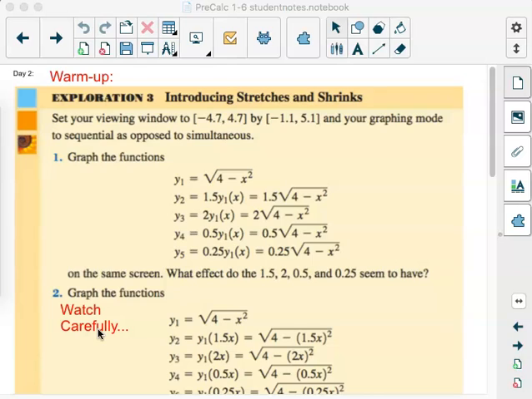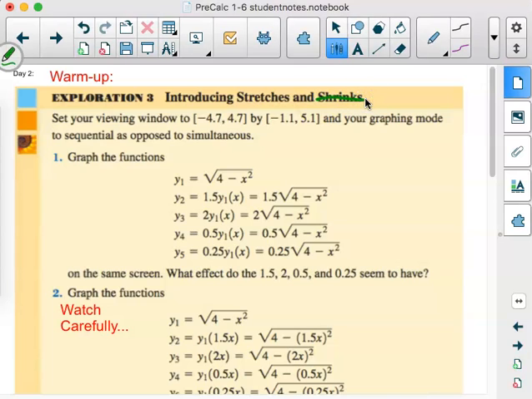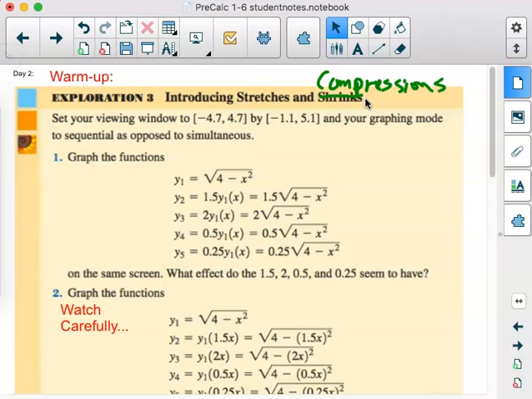And it starts with a warm-up here, and it talks about using the graphing calculator, but I'd actually like to use this to just talk through the process with everybody. So it says we're going to introduce stretches and shrinks. Well, that's, we know, not entirely true. And we also know that we should be using the more appropriate language here of compressions instead of shrinks. Remember, the vocabulary is important when you get to the AP testing. So introducing stretches and compressions.